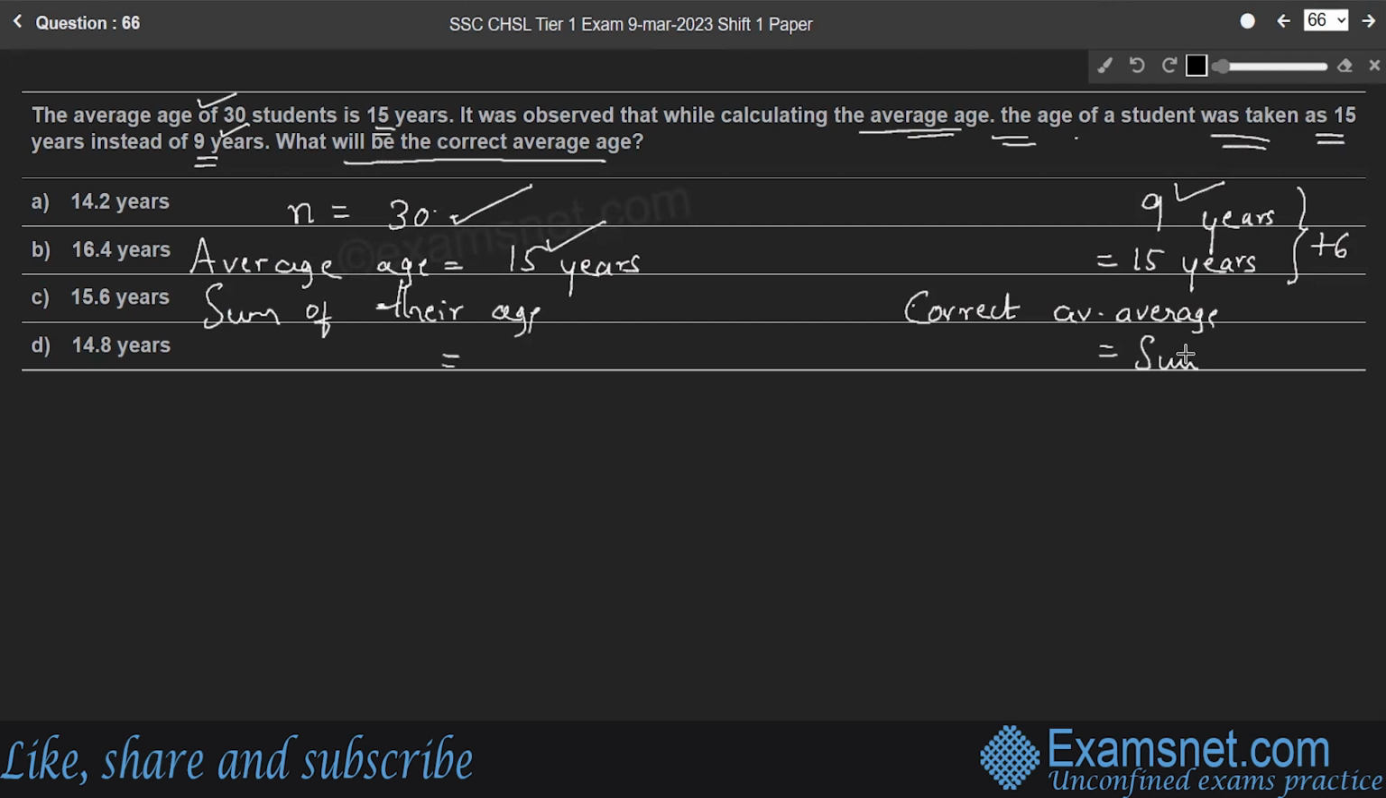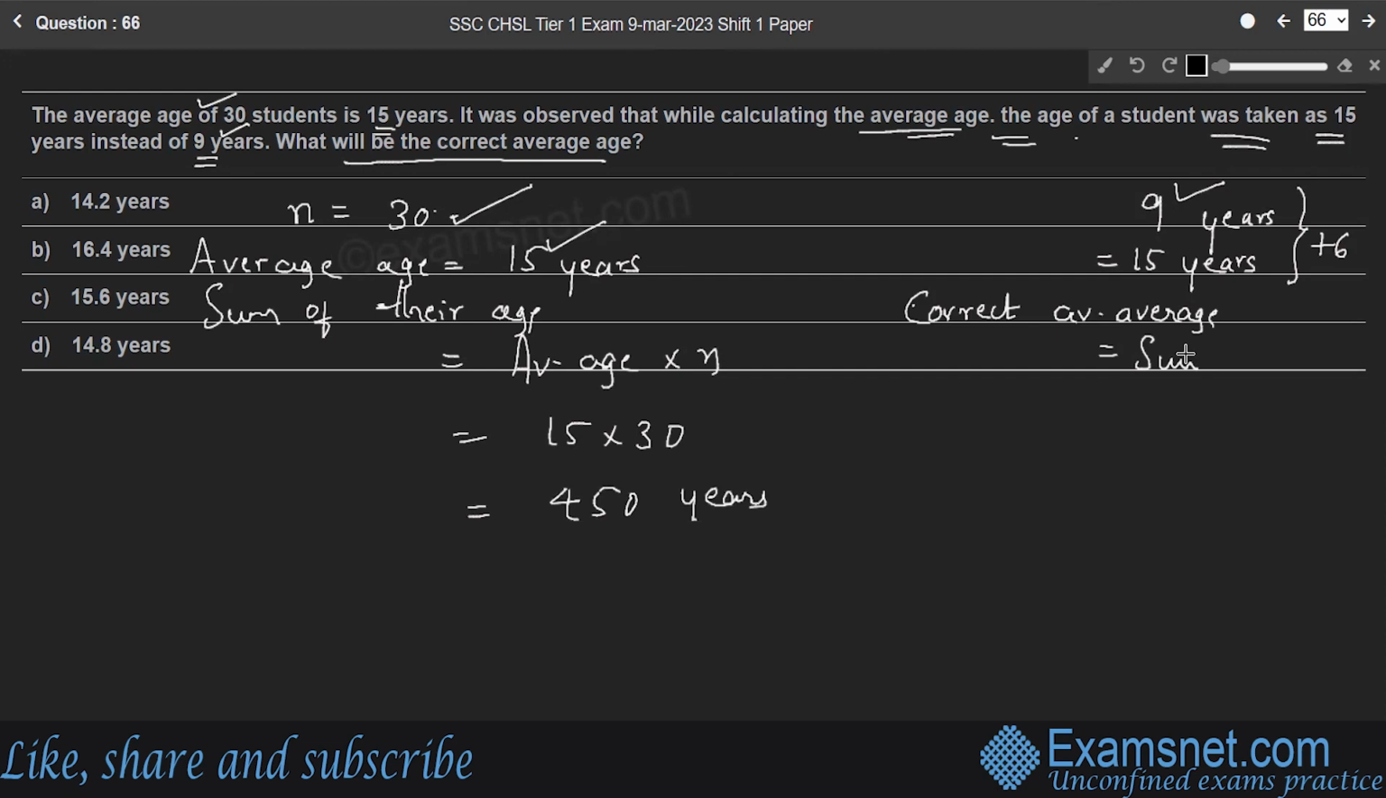Sum of their age. Since average is sum of their age divided by number of students, therefore sum of their age is equal to average age into number of students, right? So 15 into 30. So 450 years is sum of their age, right?